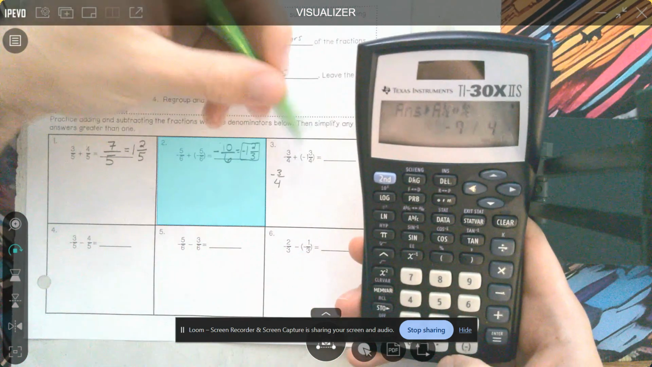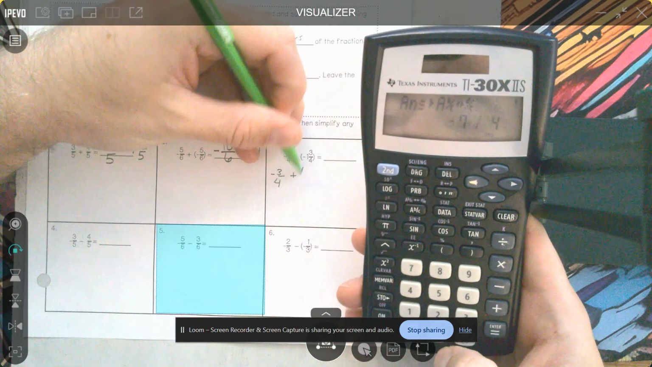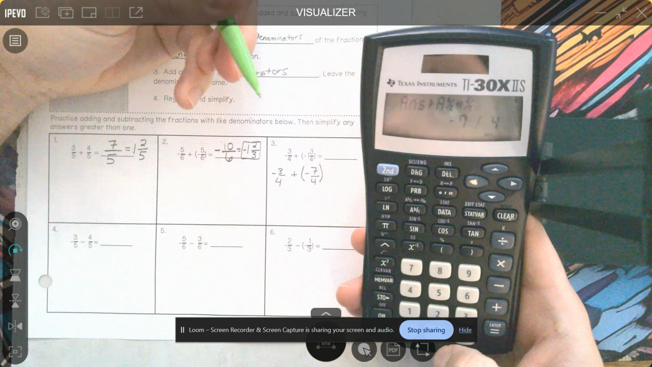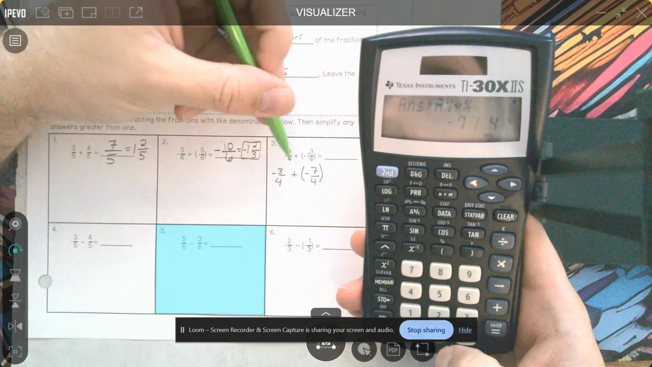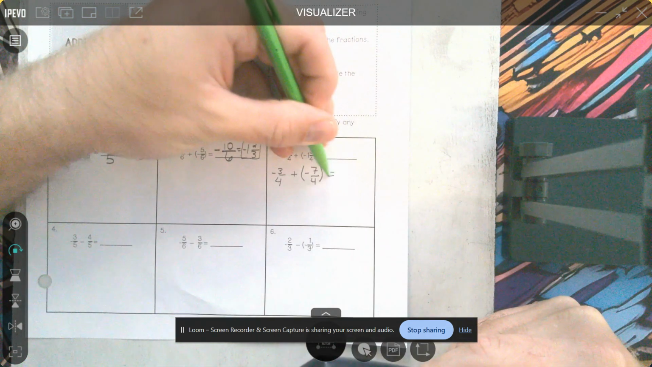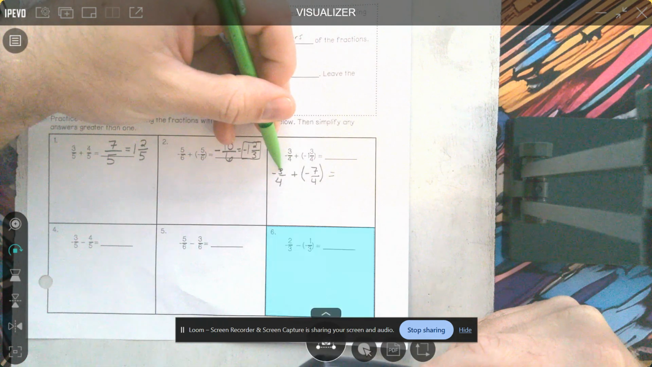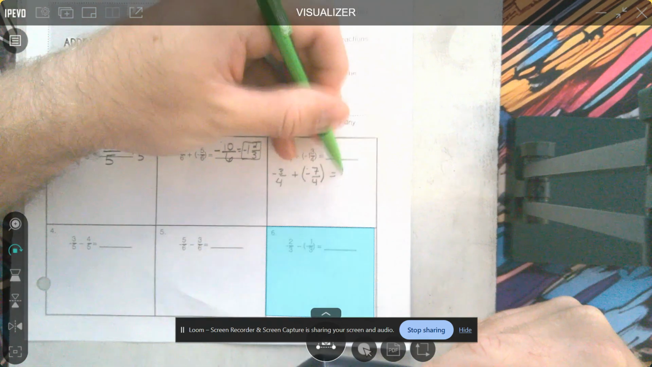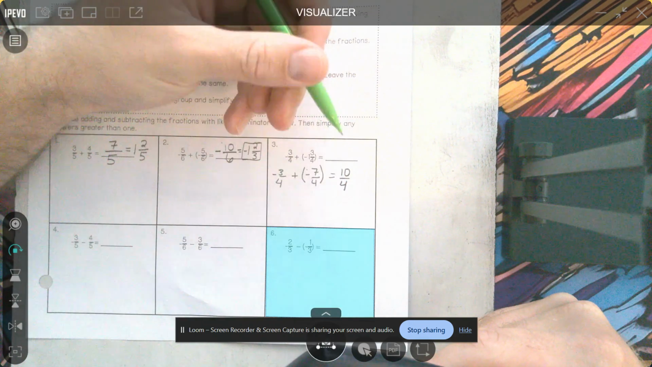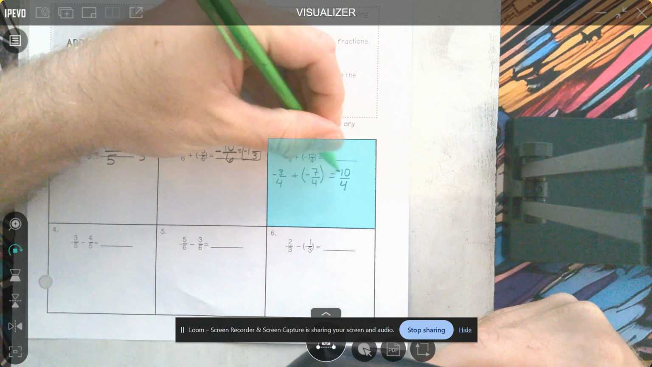That's what we want. So we're going to add a -7/4. So now they're in the same format. They're the same denominators. Now we can add or subtract. So same signs, add them up. 3 plus 7 is 10. Keep denominators the same, but they're both negative. So remember your negative sign.